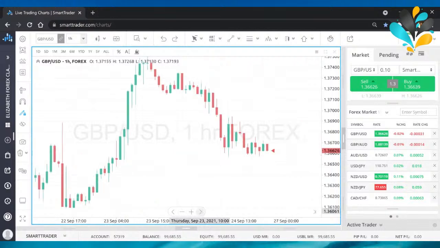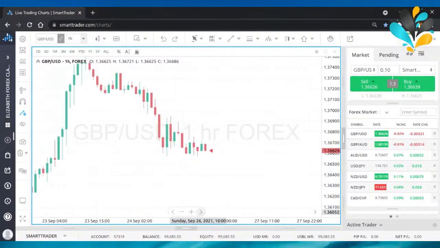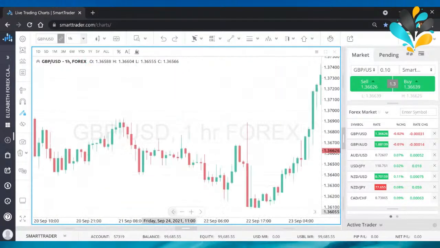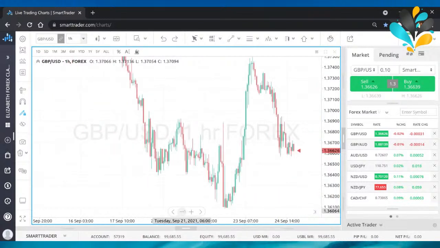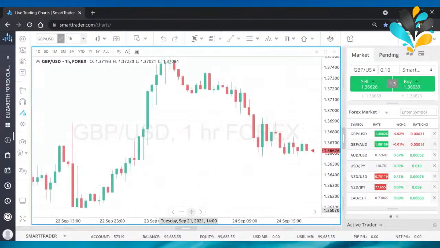You can move forward by clicking on the arrow on the right side, backward by clicking on the arrow on the left side. You can zoom out by clicking on the minus sign, or zoom in by clicking on the plus sign. So it makes it easy.